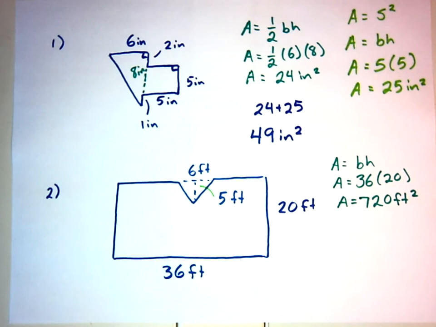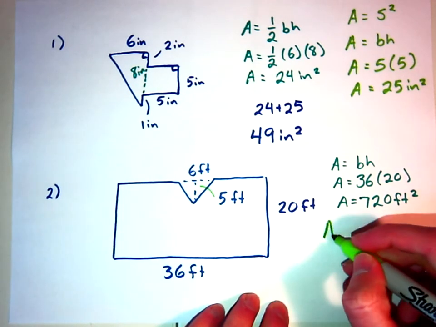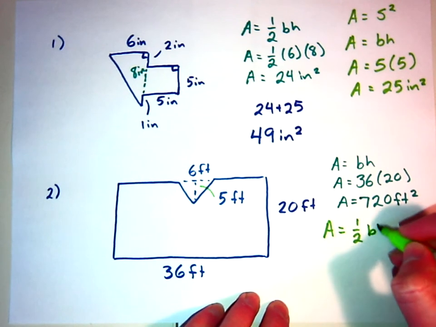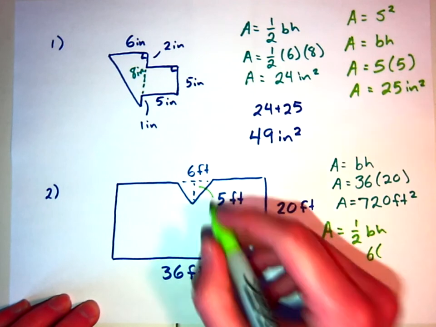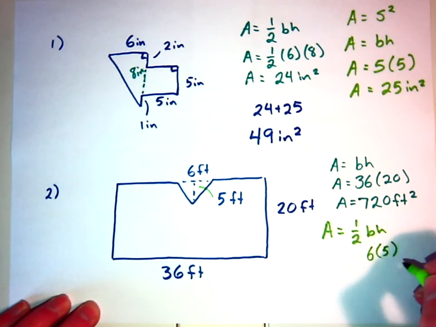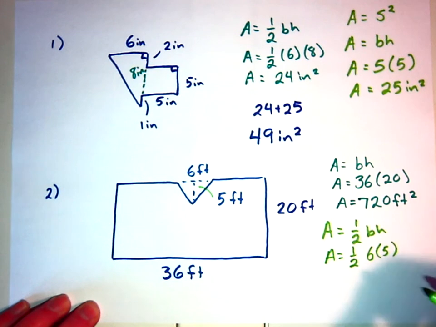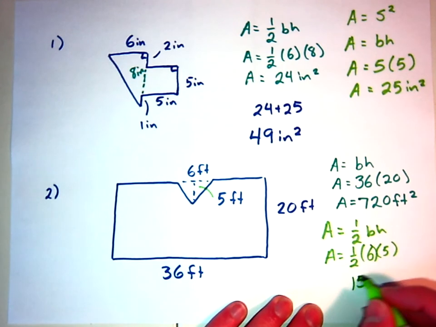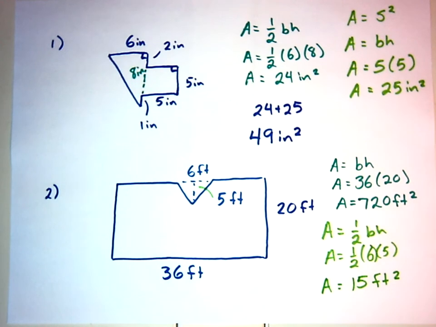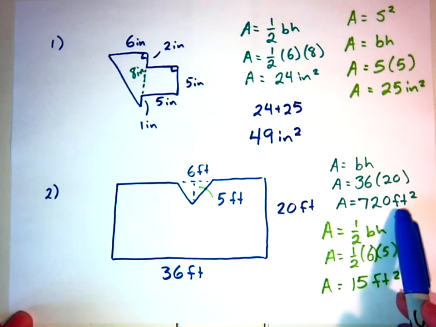But there's a chunk missing out of it, so we need to find the area of that triangle. And again, a triangle's formula is A equals 1/2 base times height. We're going to say our base is 6, our height here says it's 5. So 1/2 of 6, and I have to put parentheses to make sure that is true. 1/2 of 6 is 3. 3 times 5 is 15. 15 feet squared.